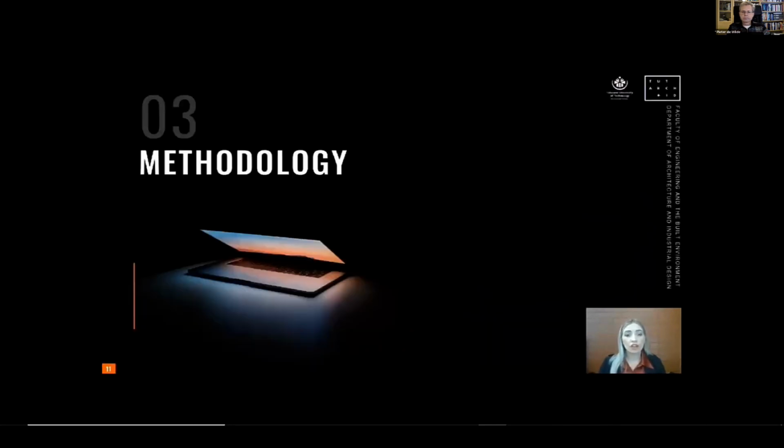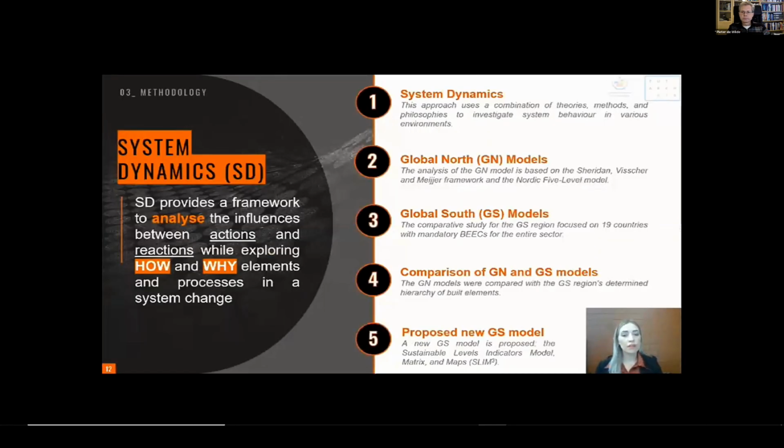Moving on to the methodology. For the methodology, I looked at the system dynamics approach, which uses a combination of theories, methods, and philosophies to investigate system behavior in various environments. It leads to understanding how a system works and also predicting how situations might develop over time.